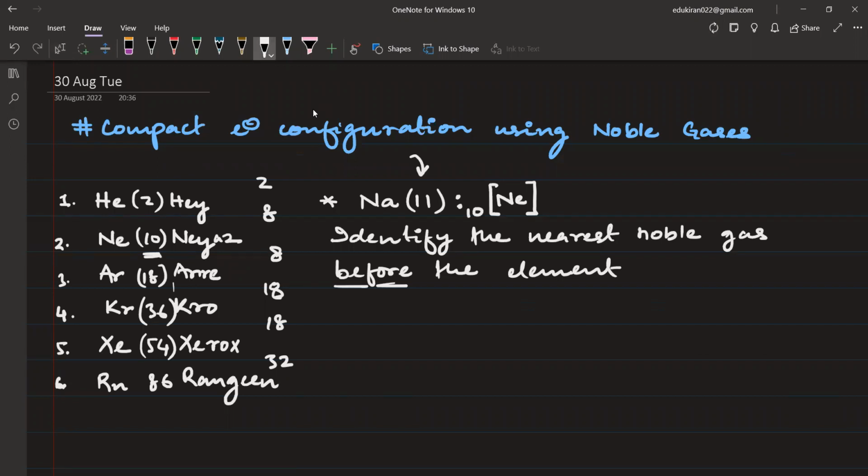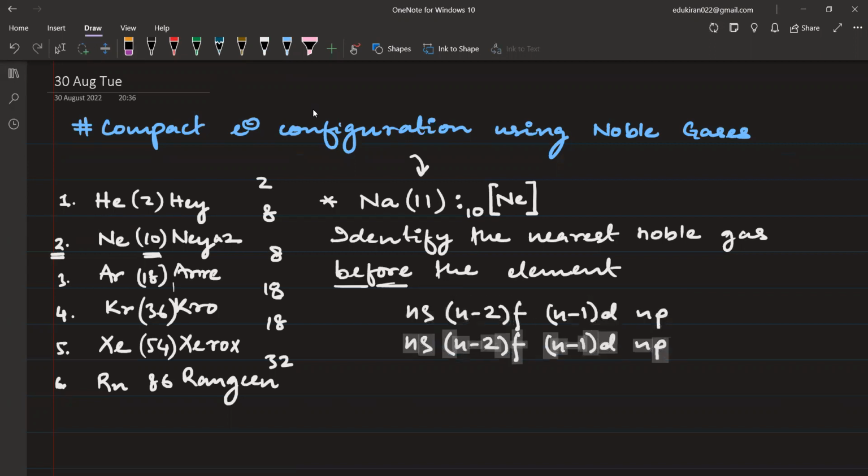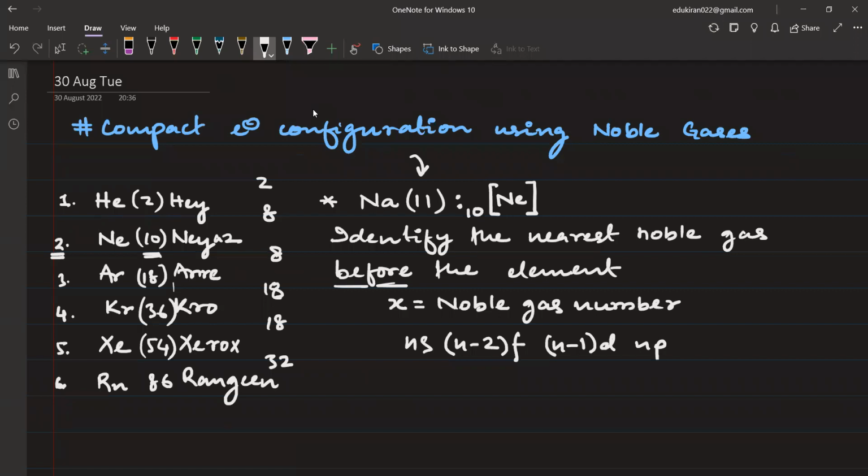Neon is the noble gas number 2. You will take whatever the number of noble gas will be, and then you have to apply the formula ns, (n-2)f, (n-1)d, and np. Starting with this one, noble gas number x is equal to the noble gas number. And here you will start with n equal to x plus 1.